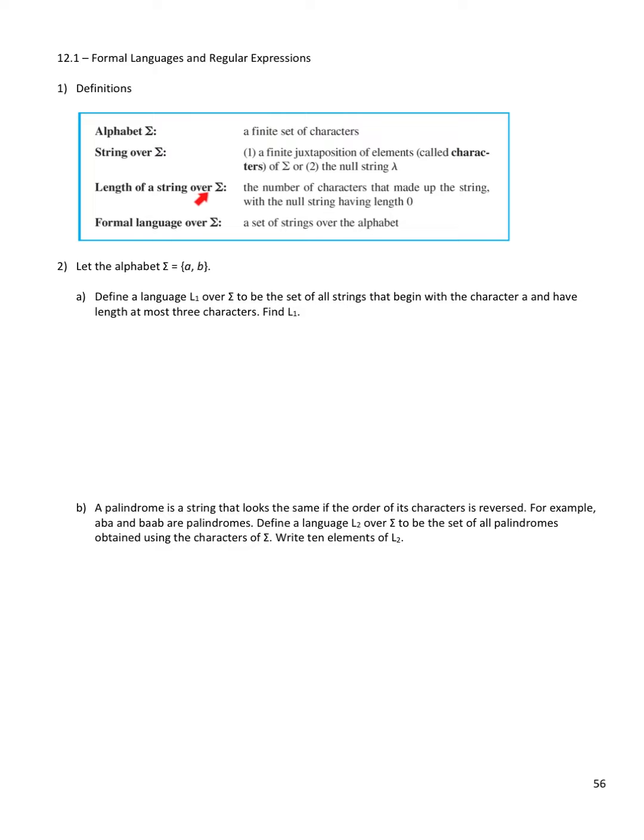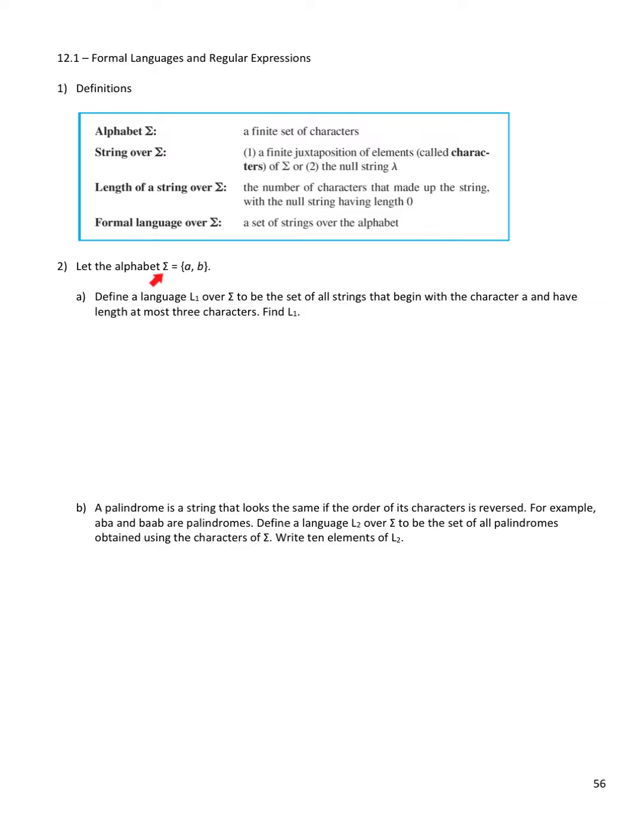And the length of a string over sigma, we measure by the number of characters that make up the string, and the null string has length 0. And then finally, we have a formal language over sigma. That is a set of strings over the alphabet. Okay, so a set of strings makes up a language.